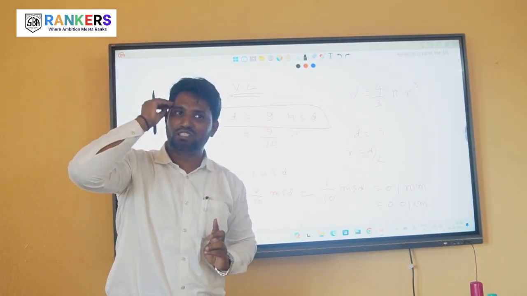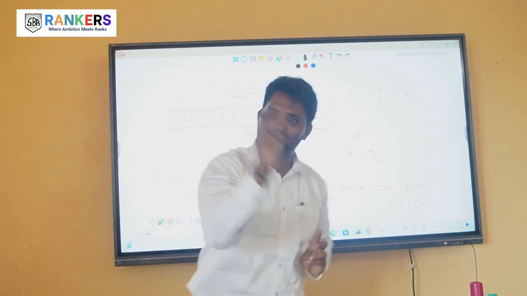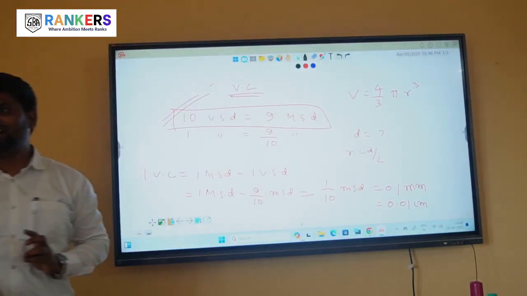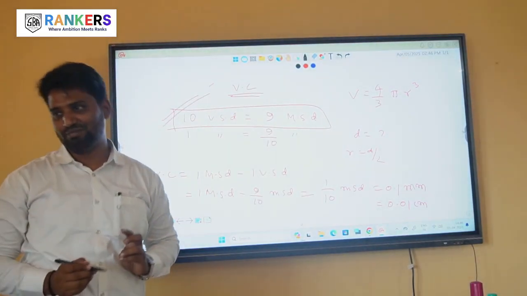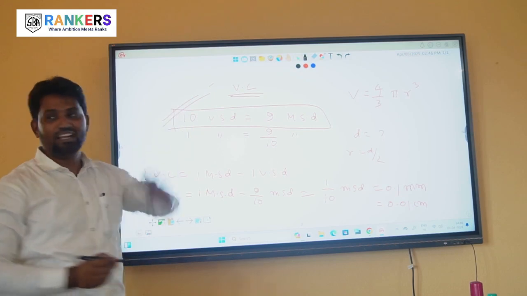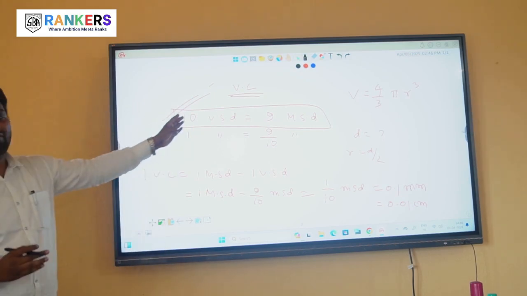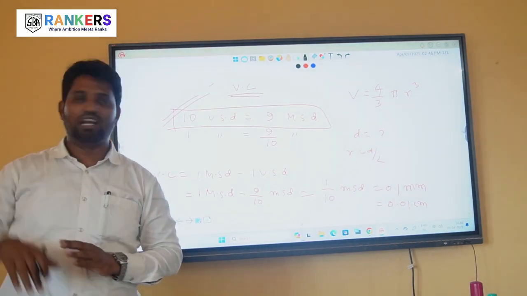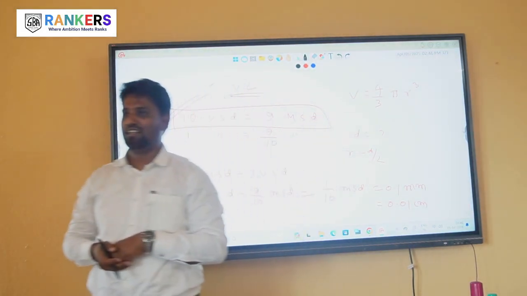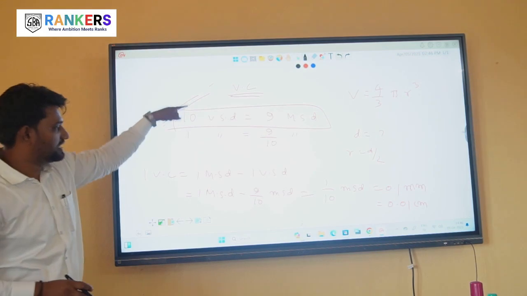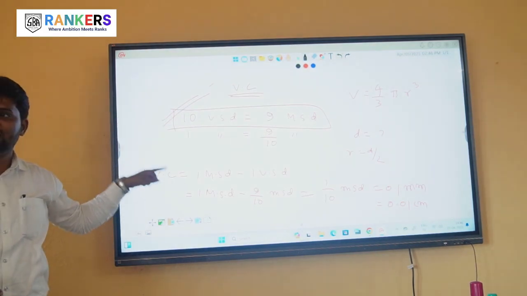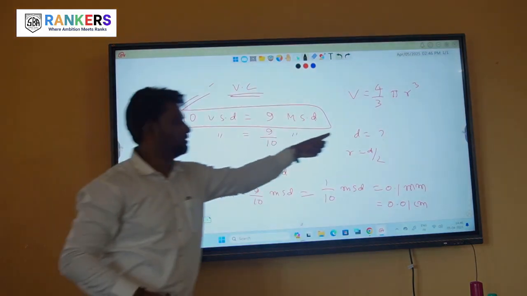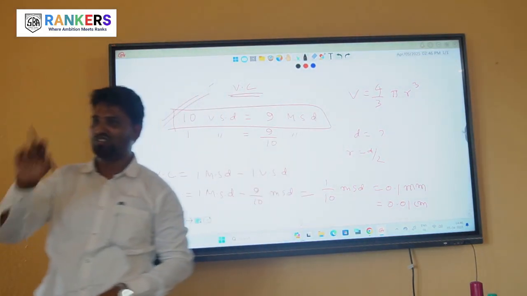You always keep this information in mind. Vernier constant means 0.01, but this situation will be changed. Here they make changes in the competitive exam. Here they will say 50 Vernier scale divisions equal to 49 main scale divisions. Then calculate the volume of the sphere. First of all, all these are changed. Your Vernier constant will be changed. This Vernier scale reading you can use in the diameter formula. Then calculate. This is the question.